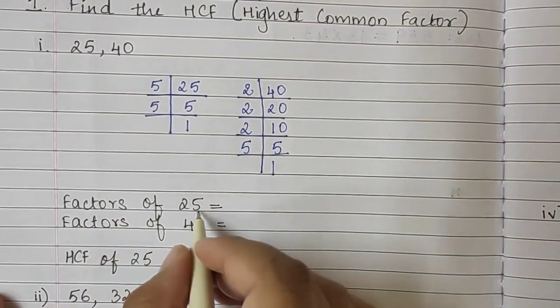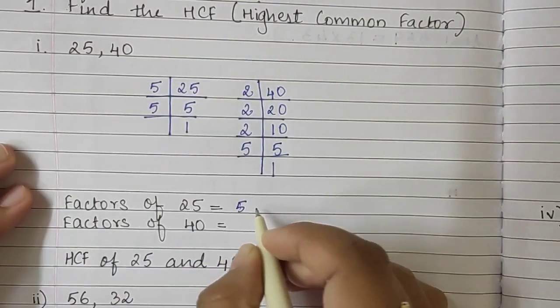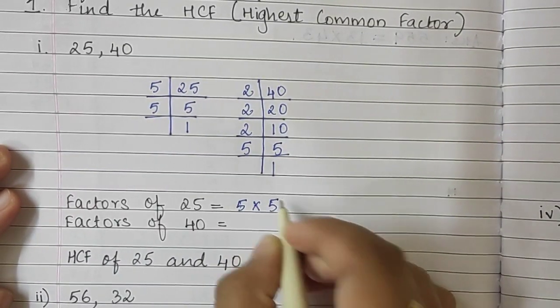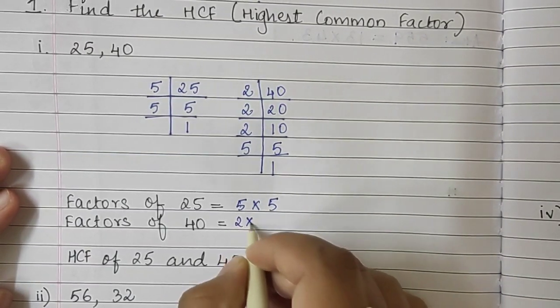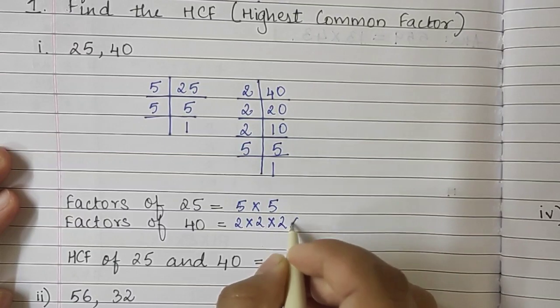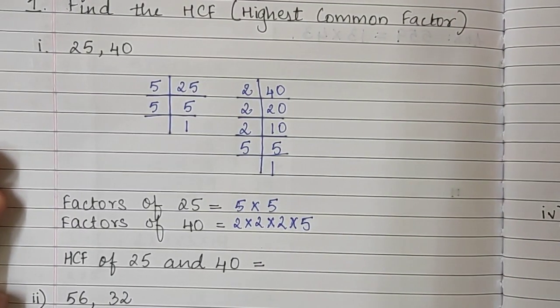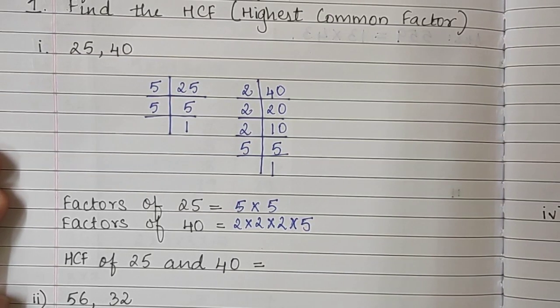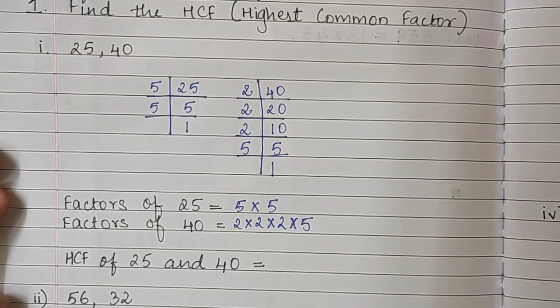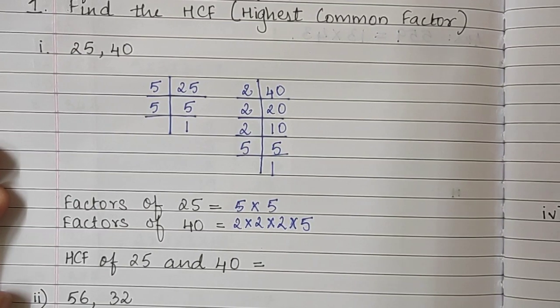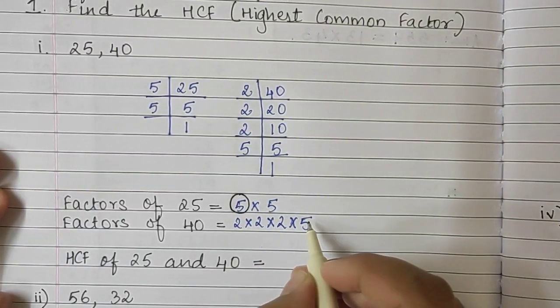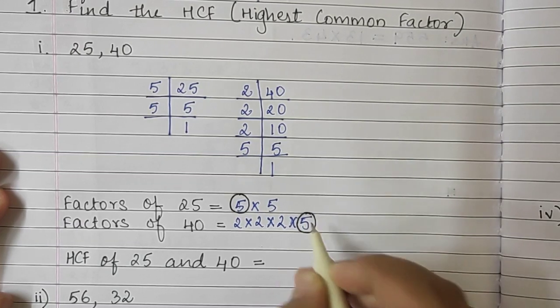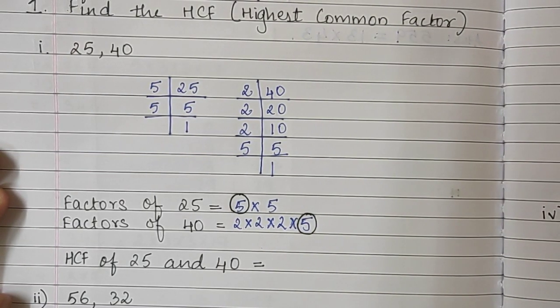So we have already found the factors of 25 and 40. The factors of 25 are 5 multiplied by 5. The factors of 40 are 2 into 2 into 2 into 5. Now we have to find HCF, that is highest common factor. So we will find what is similar between these two factors. The number 5 here and the number 5 here. So these two are similar.